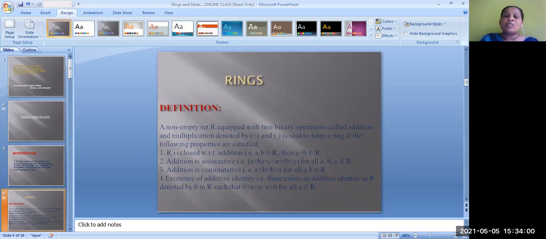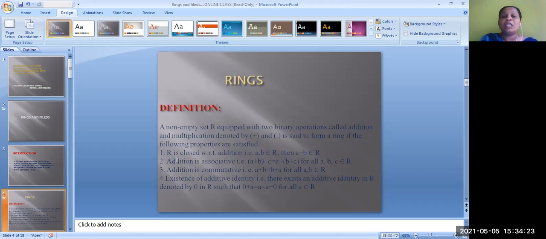So the first property is closure. We have to show the closure property with respect to addition. To satisfy the closure property, we need two elements, a, b belongs to R, where R is the ring. Then a plus b belongs to R. The elements we are taking belong to R.